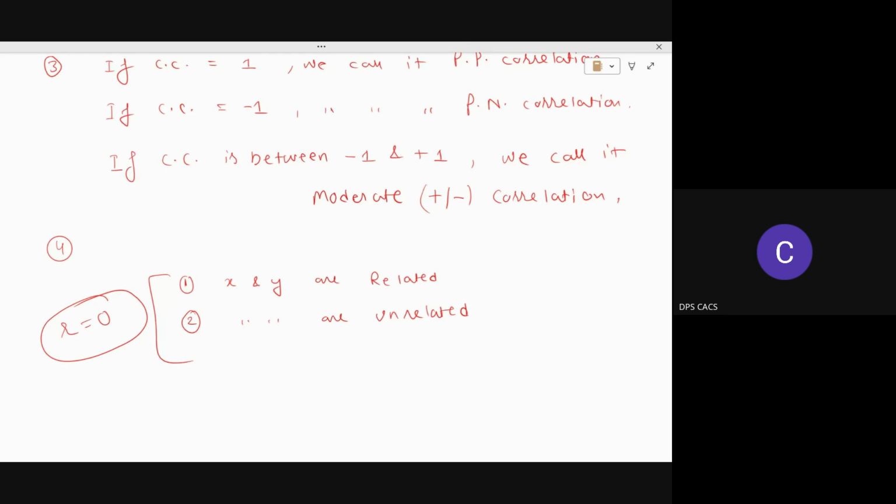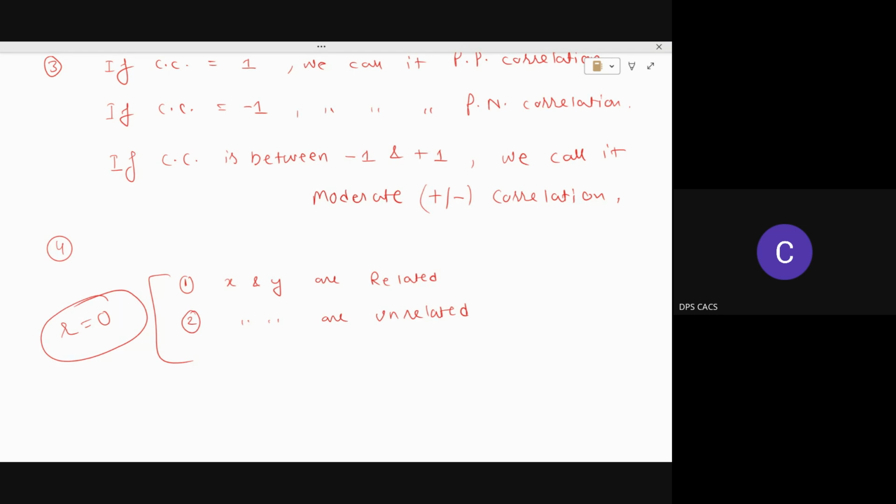I am talking about if X and Y have a correlation of 0, then they are related variables or independent variables. That means both do not have any relation with each other. We will study that in regression. How many people are saying they are unrelated? Just checking. And related, anyone saying related?